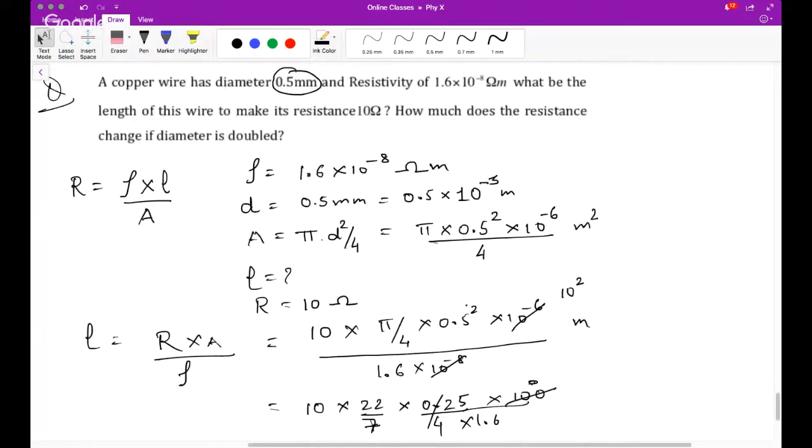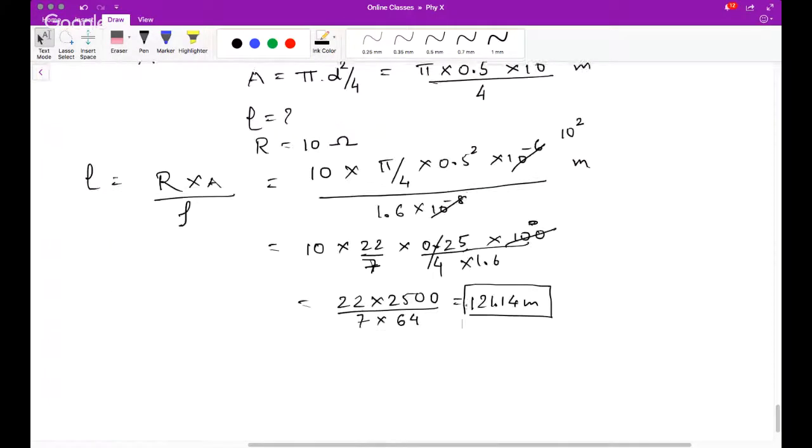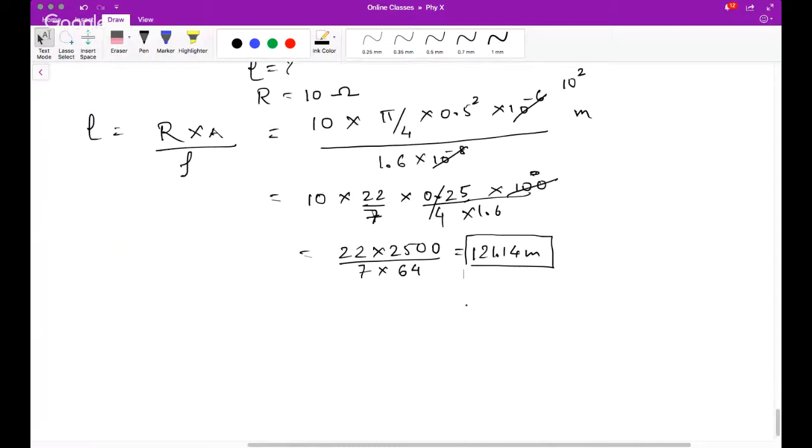And how much does the resistance change if diameter is doubled? If diameter is doubled, area is doubled. No, diameter is doubled, area is quadrupled. So area becomes 4 times. So hence the resistance will drop by 4 times. Isn't it? If diameter is doubled, resistance decreases by 4 times. Perfect.